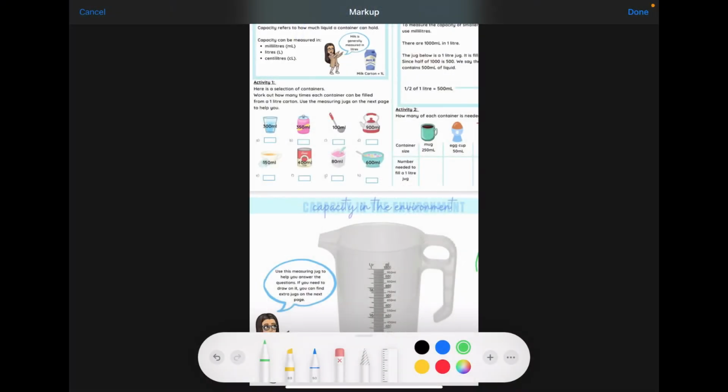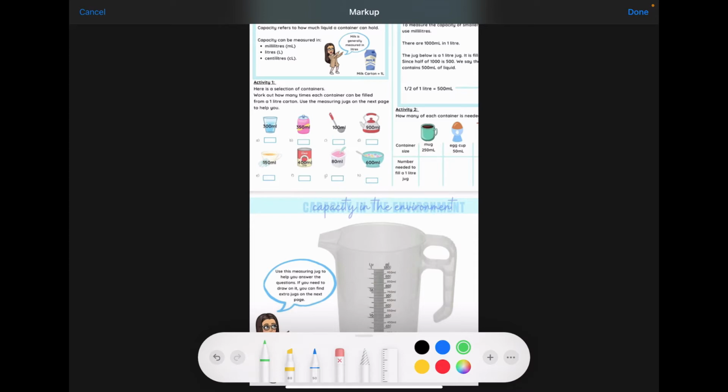3 and Year 4. Here is a quick demonstration of how to complete Activity 1 for the capacity lesson today using the picture of the measuring jug that is on the sheet. Now, there are additional measuring jugs on the other page that you can use if you need extra space.